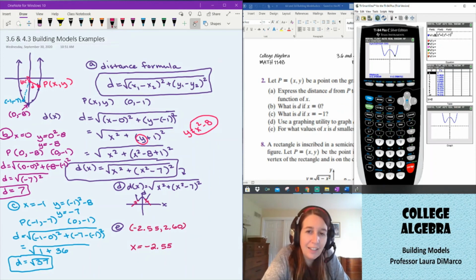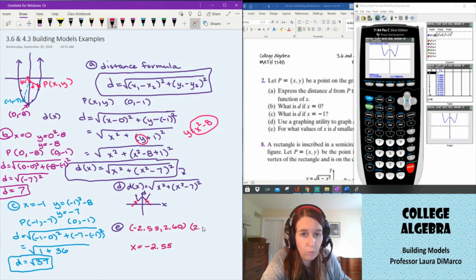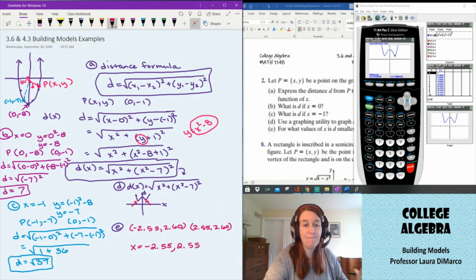All right, and then it did look pretty symmetric, so the other one is the other point. The minimum is 2.55, comma 2.60. All right, so our other x value is 2.55, and we're done.